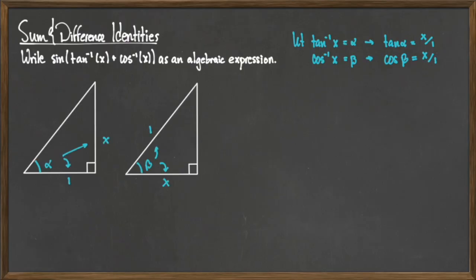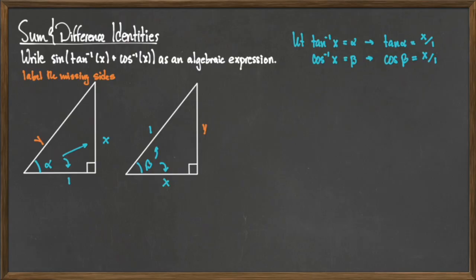With respect to alpha, the opposite side is going to be x and the adjacent side is going to be 1. And with respect to beta, the adjacent side is x and the hypotenuse is 1. Now, I still need to use the Pythagorean theorem to figure out the missing side lengths in each triangle. Since I've already used the variable x, I'm going to label each missing side by the letter y. I can still use the Pythagorean theorem even though I don't have actual values for x or y.